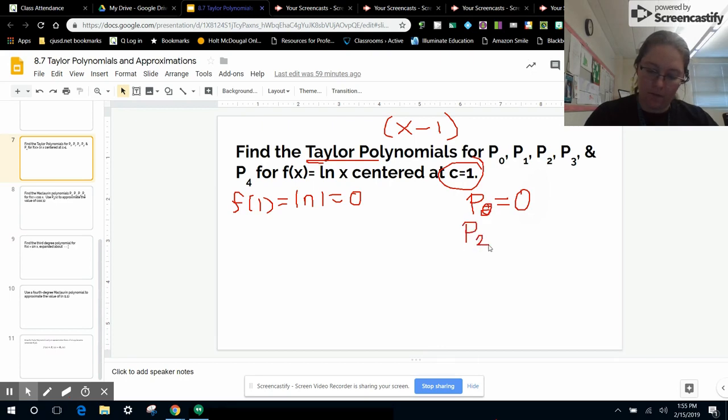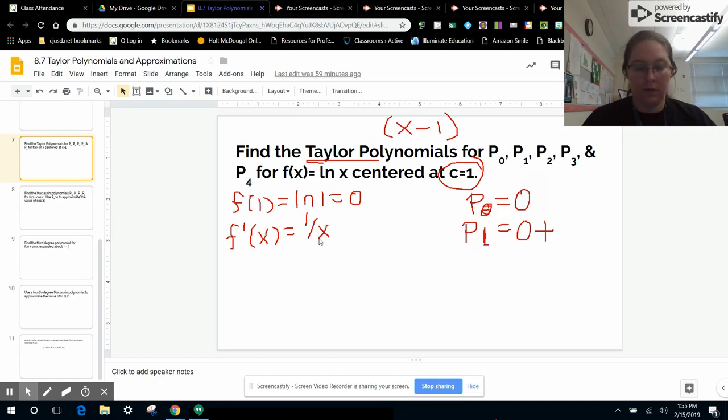Now our second degree polynomial. Why am I skipping to second? I don't know. My first degree polynomial is going to use that 0 plus my first derivative times (x minus 1). My first derivative of ln is 1 over x. So f prime of 1 equals 1 over 1, which is 1. So now I get 1 times (x minus 1).